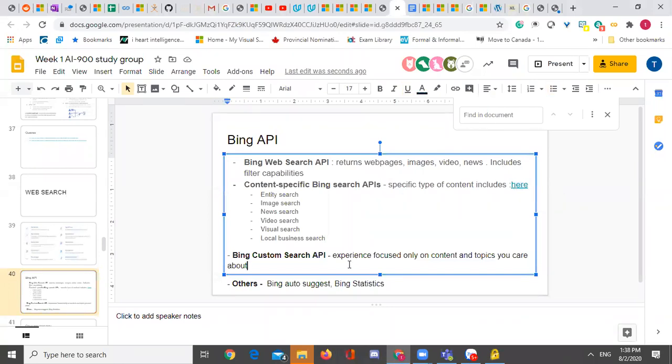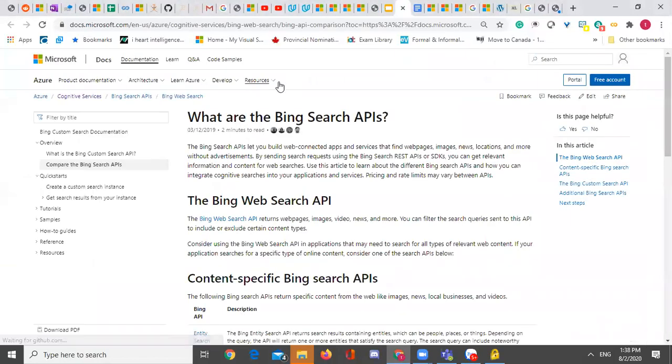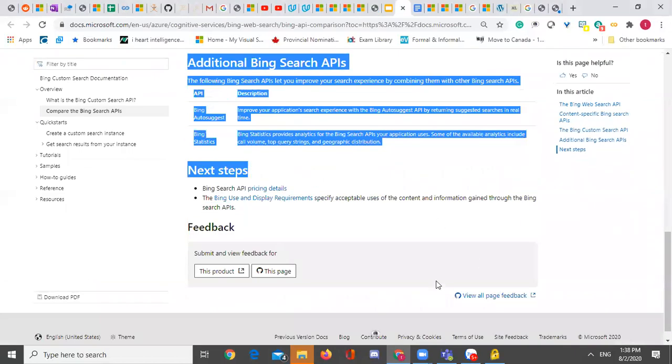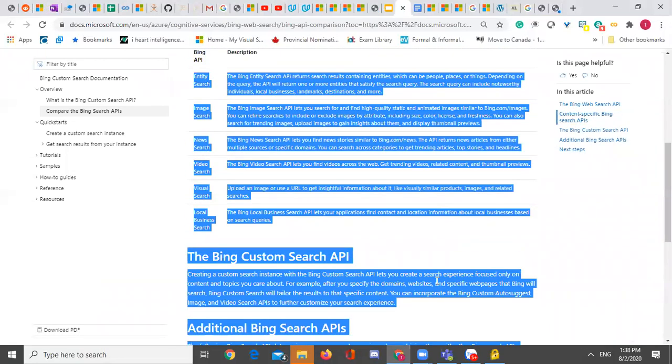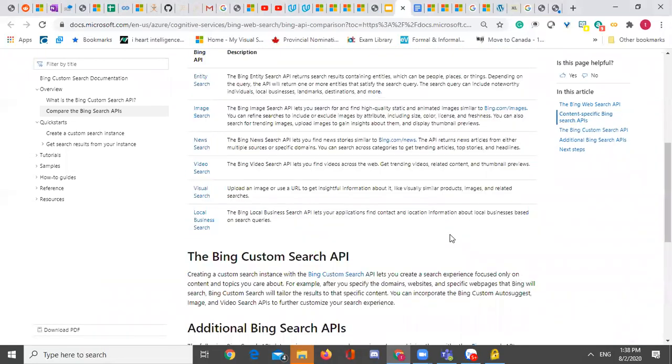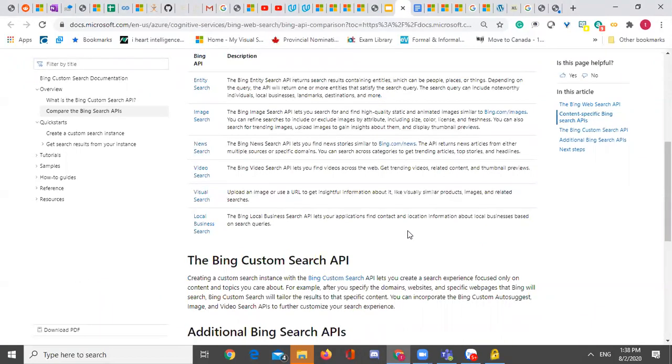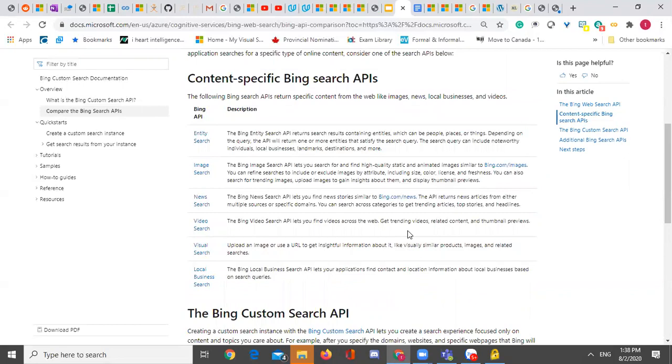In more advanced scenarios, you have the Bing Custom Search API. It focuses only on the content and topics you care about. The others are Bing Autosuggest and Bing Statistics. For these slides I didn't have time to go deeper, and there is also not much resource in Microsoft, because I think it's a preview. So I just added the link. I haven't seen anything that would trigger me to put a special cue here for the test. So I guess you can remember the main three APIs and what they are used for. I think that will be safe for this one.